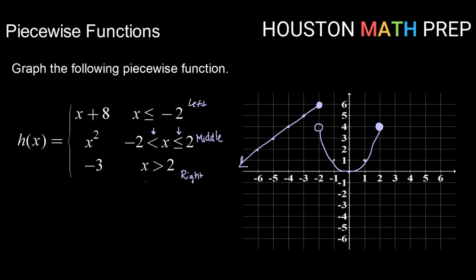So for my right piece, beginning at x equals 2 with an open circle, since I have strictly greater than, I'm going to have the graph of -3, which I know is a horizontal line since that's my constant function. So at 2, -3, I have an open circle, and then I'm just going to continue with a horizontal line directly to the right.